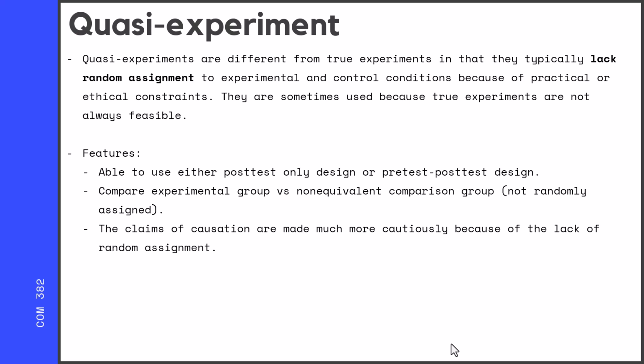Also, sometimes there might be ethical considerations that you don't want to withhold something from people, so you will not create a control condition. With these, you can use a post-test only or a pre-test post-test design, depending on how it's set up, and you compare your experimental group to this comparison group, again, not randomly assigned. In quasi-experiments, our claims to causation are made much more cautiously because of the lack of random assignment. There are just infinite reasons why this may or may not occur.